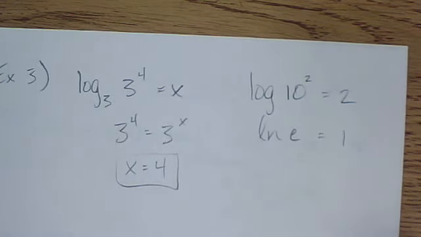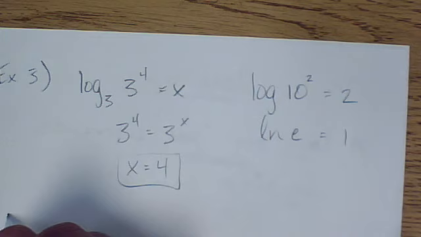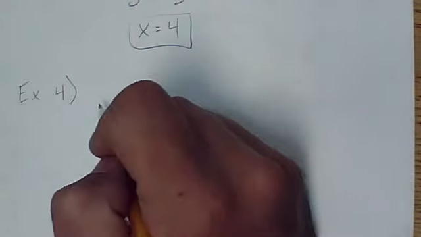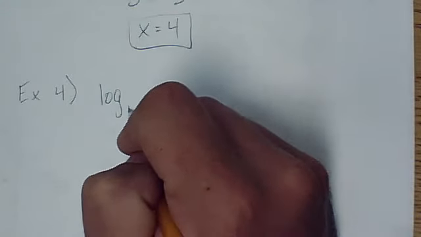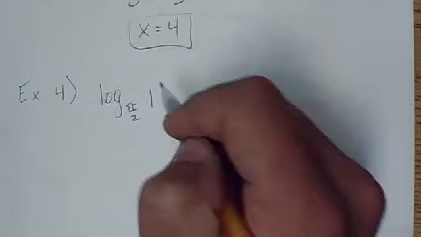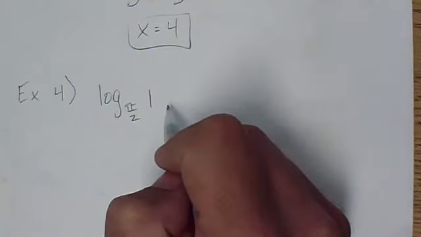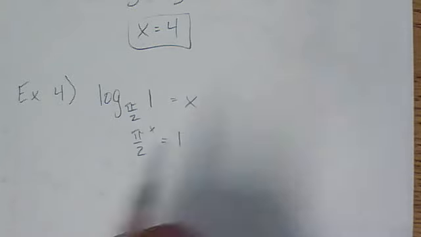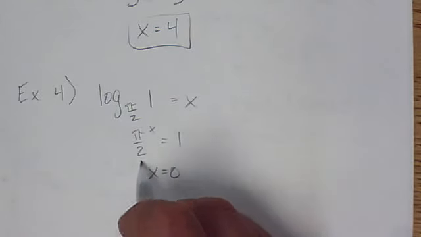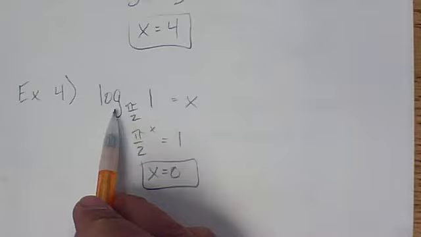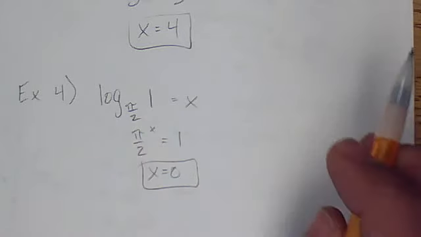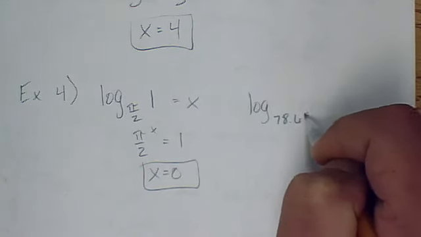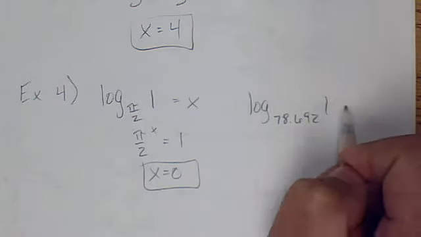The last one I want to show you is anytime you take a logarithm of 1, it doesn't matter what the base is. Let's say the base is pi over 2. Well, pi over 2 to the what equals 1? Then x has to be 0. So anytime you're taking a logarithm of 1, you're going to get 0. So let's say we have a base of 78.692. The log of 1 is going to equal 0.